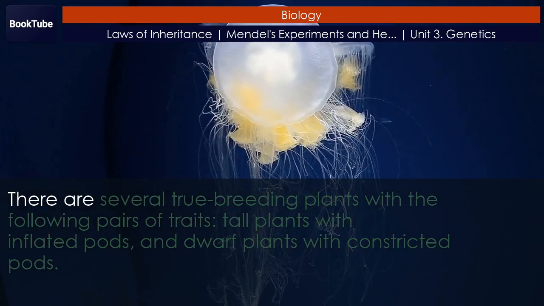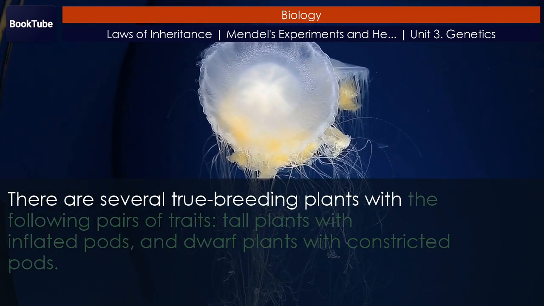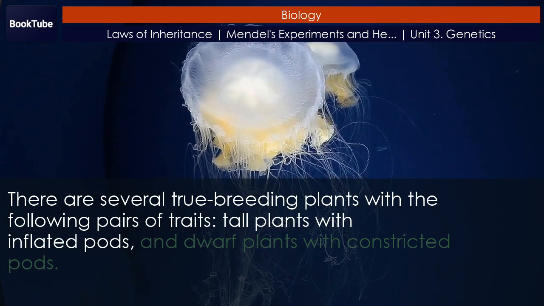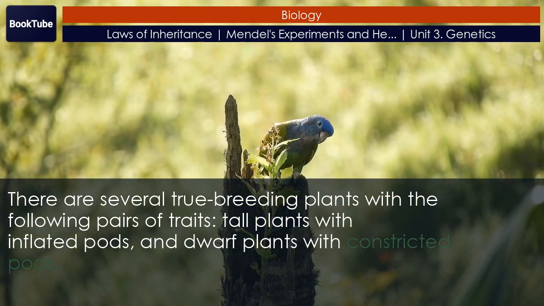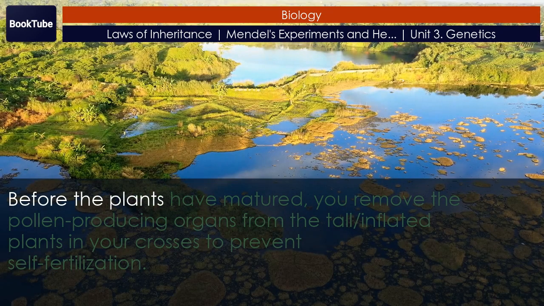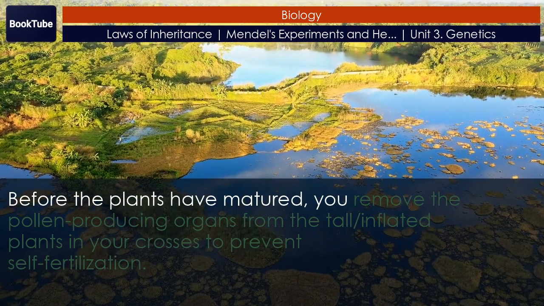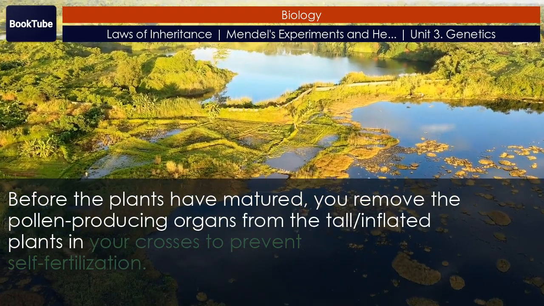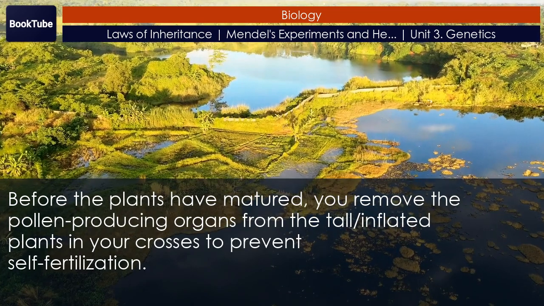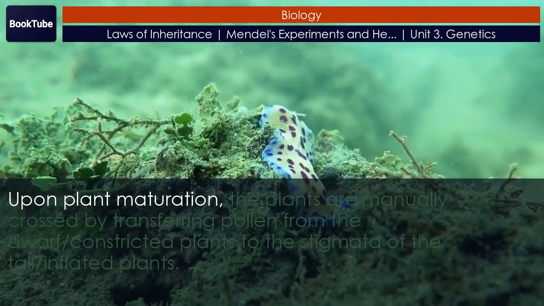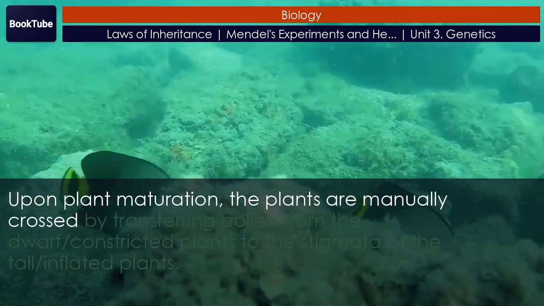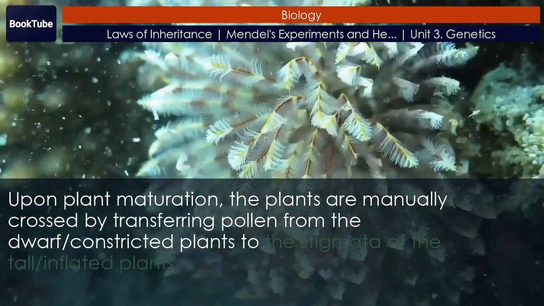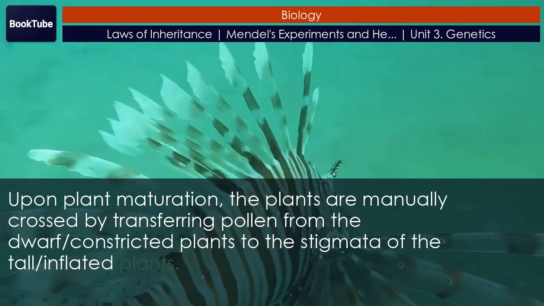There are several true breeding plants with the following pairs of traits: tall plants with inflated pods, and dwarf plants with constricted pods. Before the plants have matured, you remove the pollen-producing organs from the tall, inflated plants in your crosses to prevent self-fertilization. Upon plant maturation, the plants are manually crossed by transferring pollen from the dwarf, constricted plants to the stigmata of the tall, inflated plants.